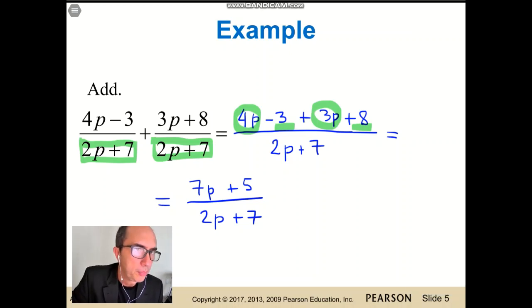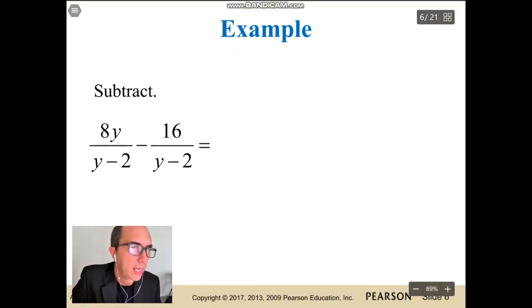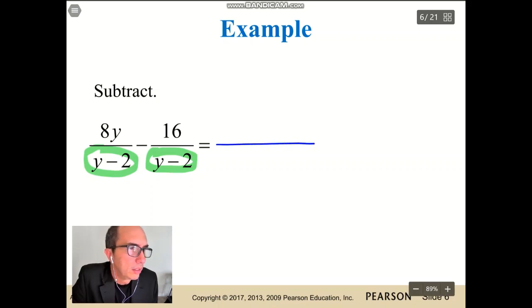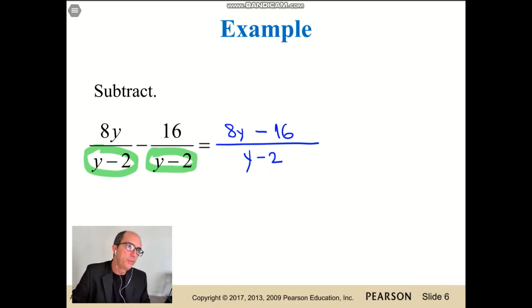Let's work another example, and again it's going to be the same procedure because the denominators are the same. So draw the line here, the fraction bar, repeat here the denominator, and you are going to add or subtract. In this situation here, subtract the numerators.